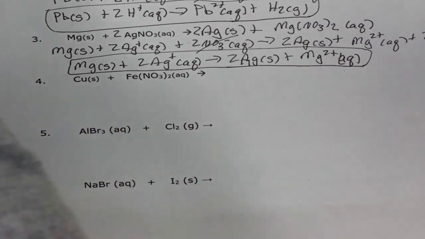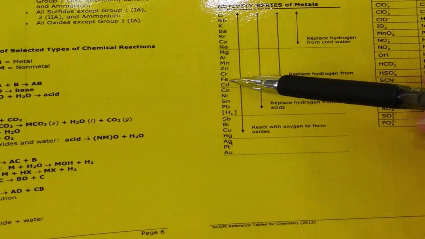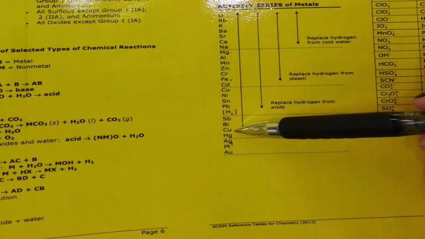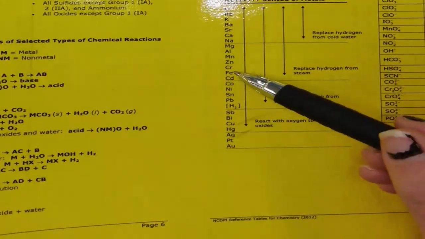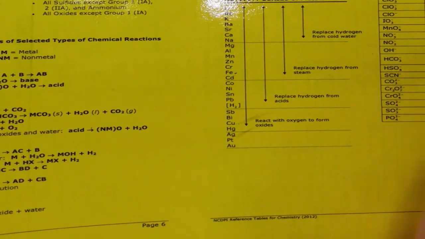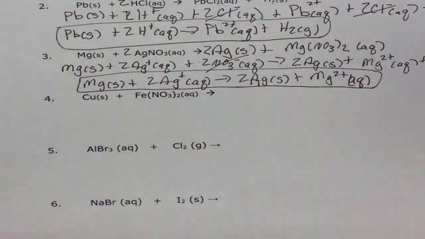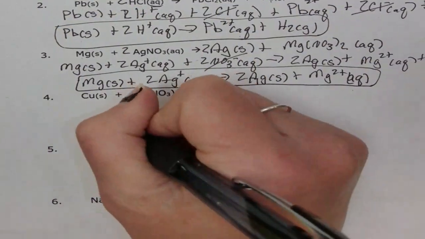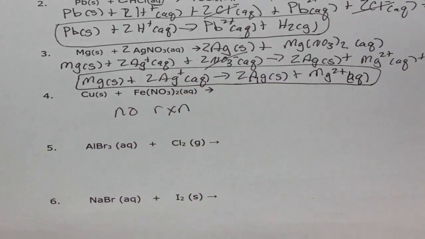Copper replaces iron. So coming back to our activity series, and here is iron, and copper is below it. Copper is below iron, so copper cannot kick iron out. If it is below, it cannot work. This would be a no reaction. So we don't have to predict products, balance, write a net ionic, nothing, the reaction doesn't occur. So we're just going to write no reaction and move on.